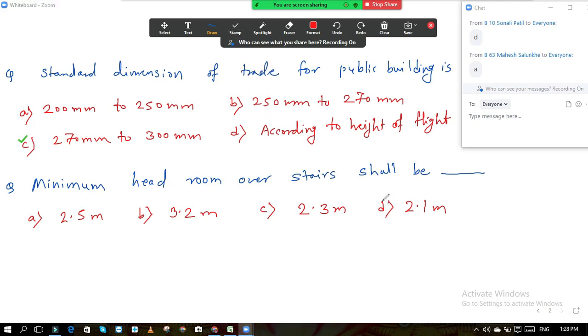So the correct answer of this question is 2.1 meter. They have asked for the minimum headroom over the stair, so the minimum is 2.1 meter. It should not be less than 2.1. You can go for 2.2, 2.3, 2.4, 2.5, whatever it may be, but the minimum should be 2.1 meter, nearly about 6 feet. So this is for the minimum headroom.